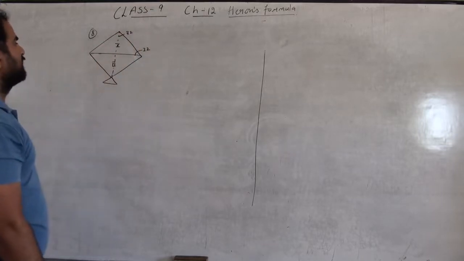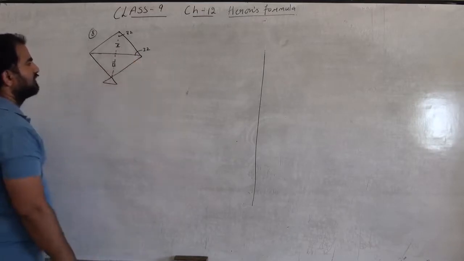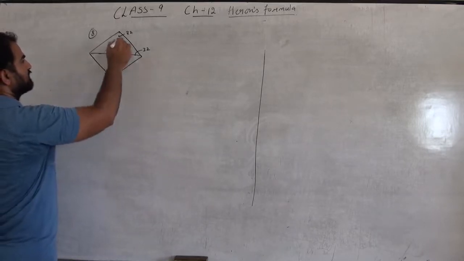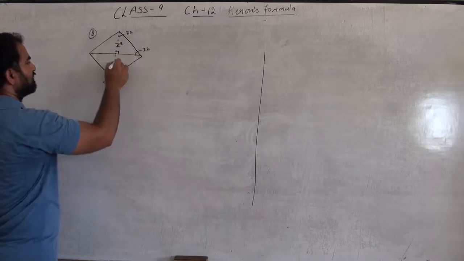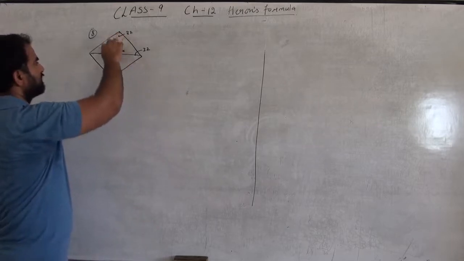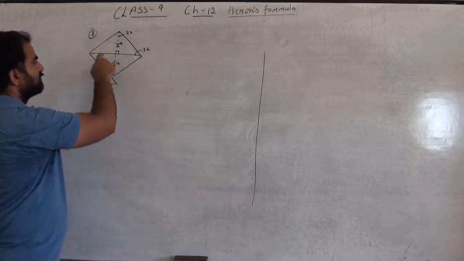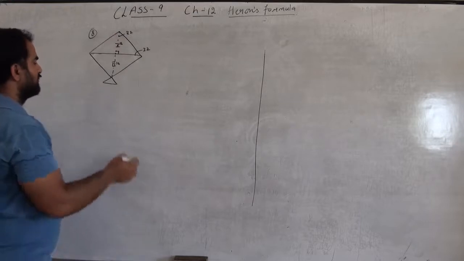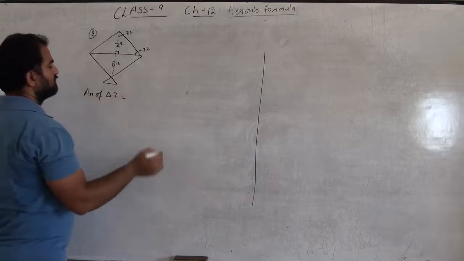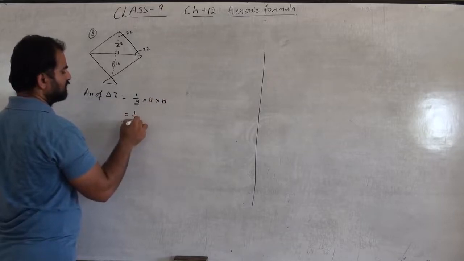In length. But we know that diagonals of a square bisect each other at 90 degrees. It means this is 32, this will be 16 and 16. Okay. So we can say that this is triangle number 1 and this is triangle number 2. So we can find the area by 1 upon 2. This will be base and this will be the height of the triangle. Okay. So area of triangle number 1 equals 1 upon 2 into base into height equals 1 upon 2 multiplied by base.